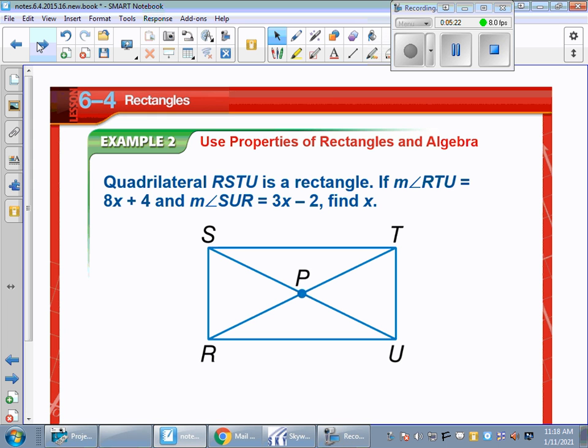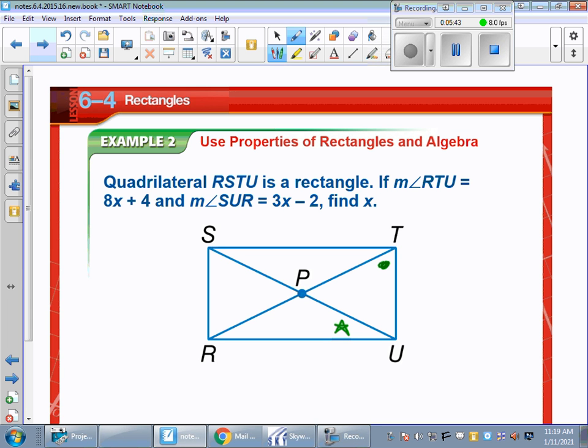The next question here. So what we have, this one's going to be a little bit more challenging. It's dealing with some angles. We have a rectangle. They give you the RTU, so this is RTU, and they give you SUR. So these are the two angles they give you, and they want you to find x.